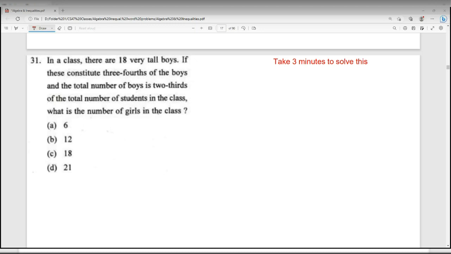It's time. Please select the answer choices that you've got. 80% have got option B, 20% have got option C. Nobody has got option D or option A. So let's see how to go about this question here.